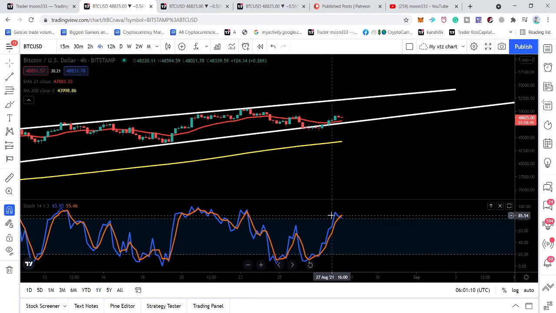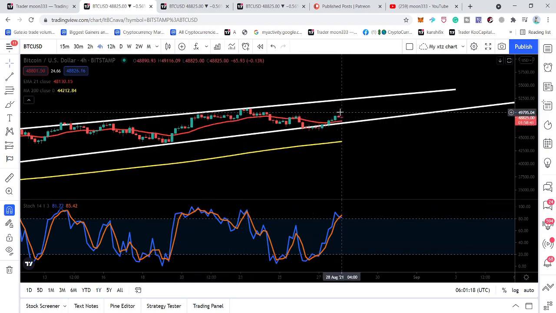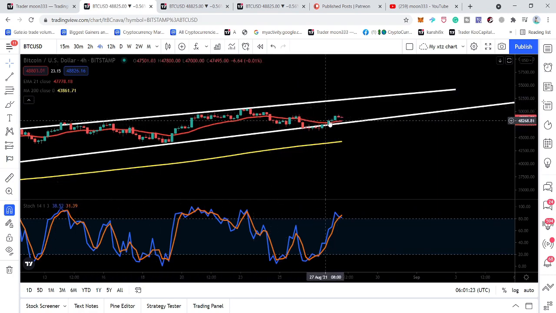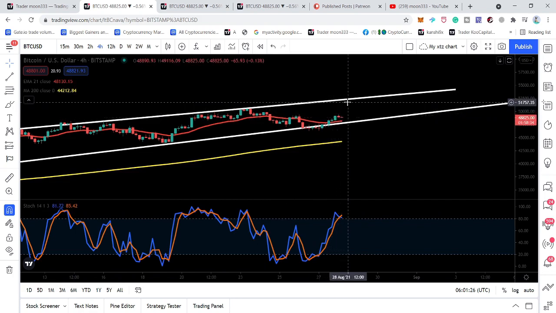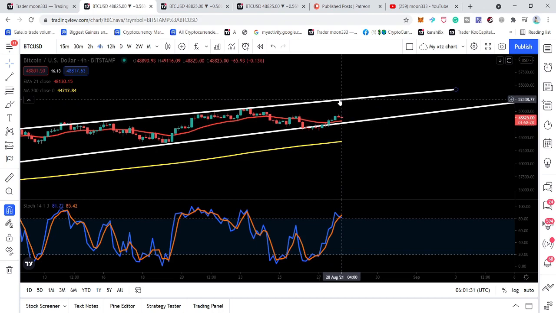Therefore, now the stochastic has entered the overbought zone like previously it has been entering the overbought zone, and the price line is following the signal of the stochastic, and it has been following the signals previously. Same as that, it is following this signal, and we can expect it can now reach the resistance of this pattern. So it depends where the price line will move. For example, if it moves a little bit sideways and then up, then we can expect above $52,000. Or if it moves straight up like this, then it can be $51,000 or $50,000.